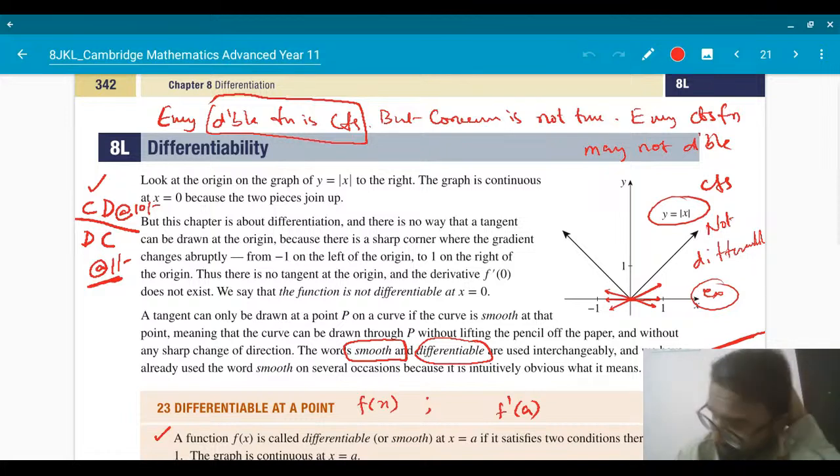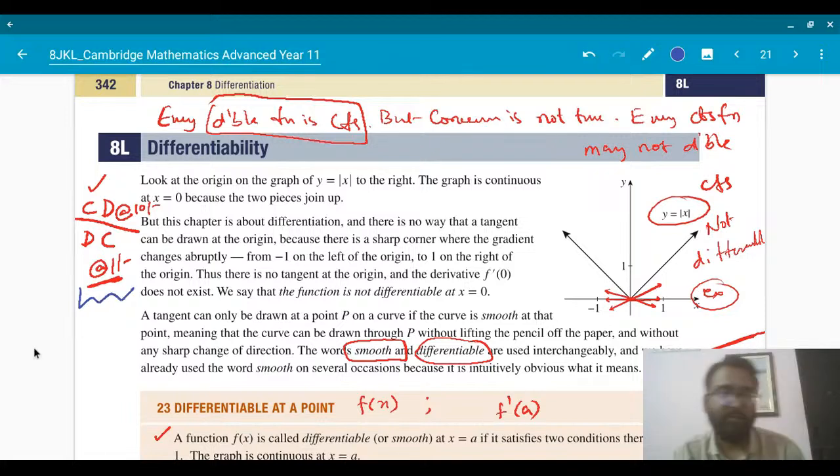Welcome to differentiability. What is this concept? I think I shared in the last class my childhood memory. CD is expensive: continuous does not always mean differentiable. A continuous function may not be differentiable. But DC is easy: every differentiable function is continuous.